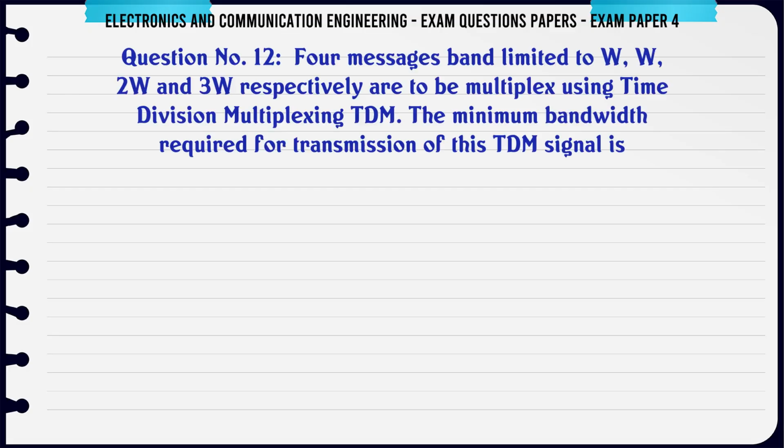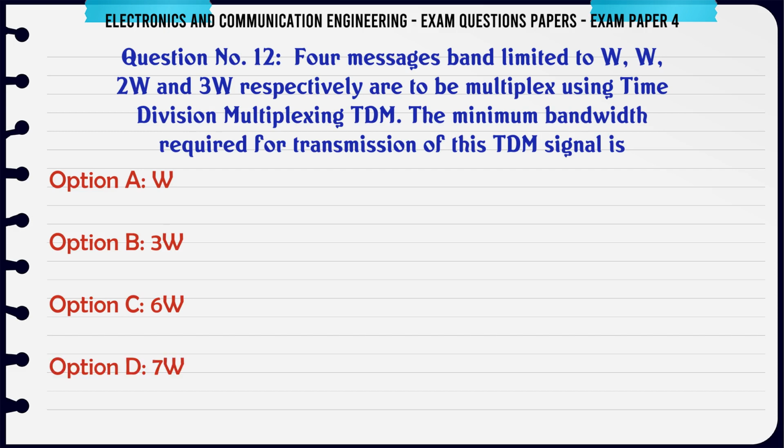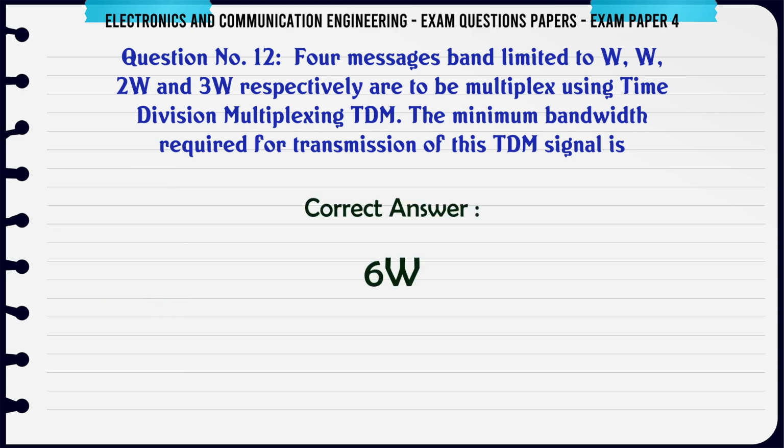4 messages band limited to W, W, 2W and 3W respectively are to be multiplexed using time division multiplexing (TDM). The minimum bandwidth required for transmission of this TDM signal is A. W, B. 3W, C. 6W, D. 7W. The correct answer is 6W.